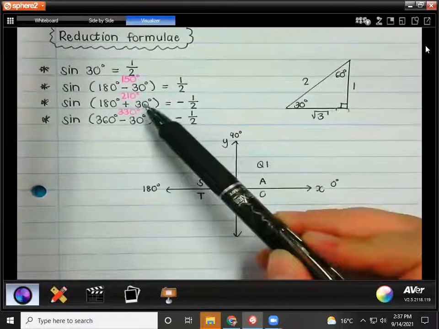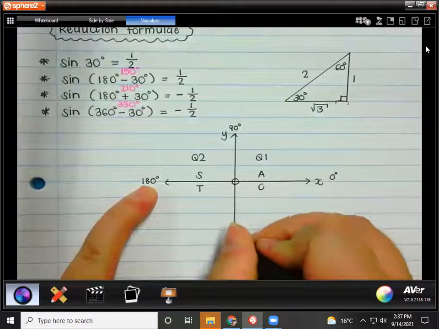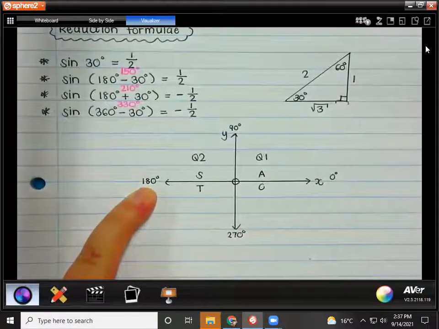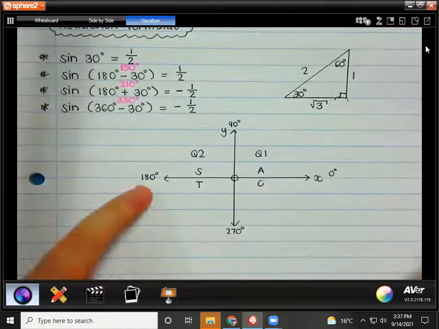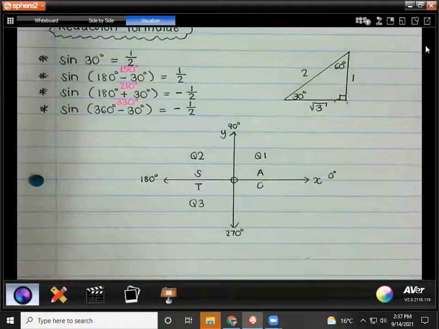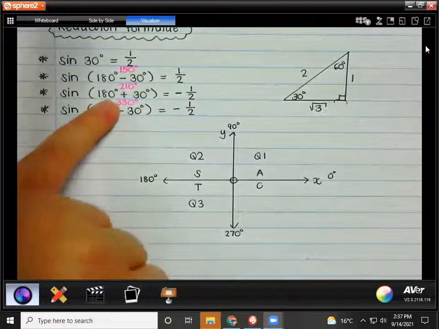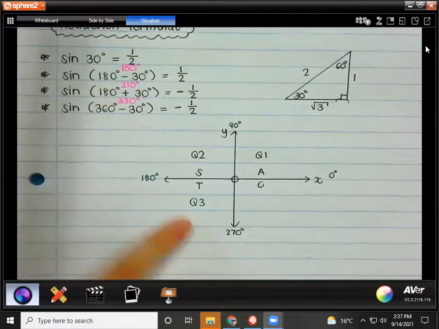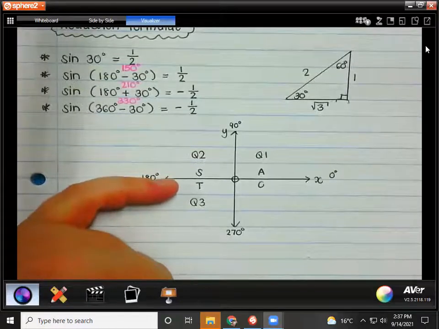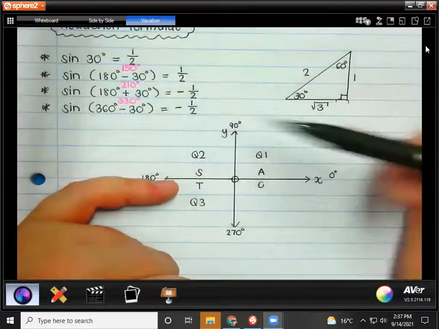Then sine of 180 plus 30. Remember, if we're going around with our angles, this is 180 and this is 270. So any angle between 180 and 270 will be in the third quadrant. Now, do we all agree that 210 is between 180 and 270? Right? 210 is between 180 and 270. So 210 is in the third quadrant. And guys, sine is supposed to be negative in the third quadrant. And we actually saw that when we typed that into the calculator. We're getting a negative answer there.